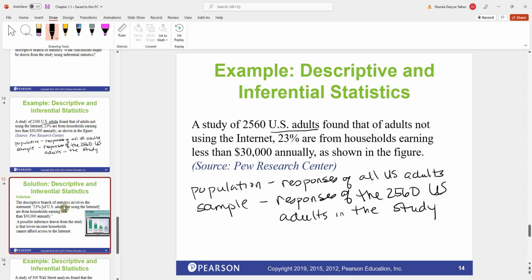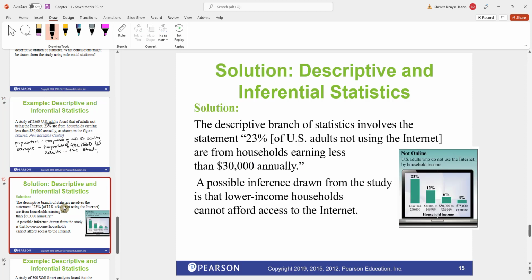Now we're going to see what part is the descriptive statistics. In this case, the descriptive branch of statistics involves the statement: 23% of the U.S. adults not using the internet are from households earning less than $30,000 annually. They gave us some data here and they summarized it. So basically, that would be the descriptive stats.